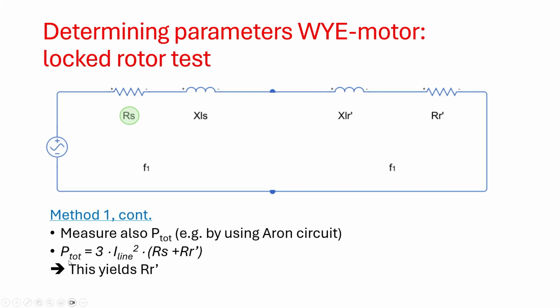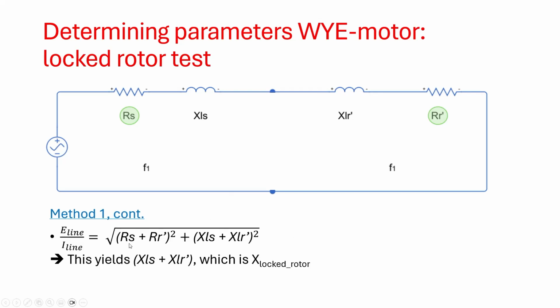Again, we measure the total active power, we measure the line current, we already figured out the value for RS, so we can calculate RR. So we have RS, we have RR, so only the reactances have to be figured out. We can do that by defining that E line over I line is equal to the square root of these resistors squared plus the reactances squared. Well, that yields XLS plus XLR, and we call that in this measurement X locked rotor.